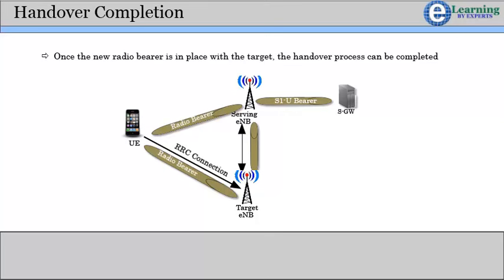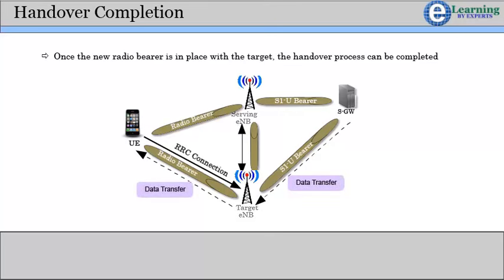The target ENB, working through the MME, establishes an S1U bearer with the SGW, and maps it to the radio bearer. New packets arriving at the SGW are now sent directly to the target ENB. At this point, the old radio bearer and access bearer are released, the data forwarding tunnel between the source and the target is removed, and any resources associated with the UE on the source ENB are deallocated.